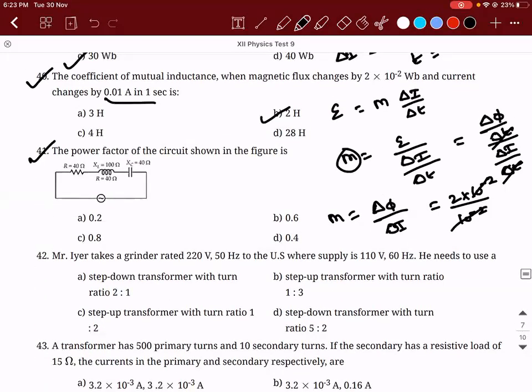41. The power factor of the circuit shown in the figure is. See, when somebody asked me about the resistor, inductor. See, inductor also has some resistance of 40 ohm.